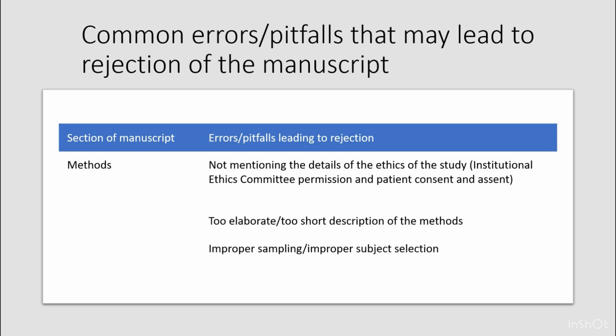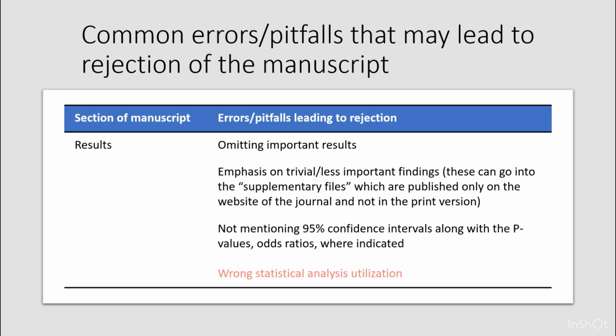Now, moving to the results section, I think to a great extent, omitting important results is one of the major reasons why papers get to be rejected at the desk. As a problem, the results section should present all relevant findings to allow readers to fully understand the study outcomes. And omitting key results may lead to biased or incomplete interpretation of the results.